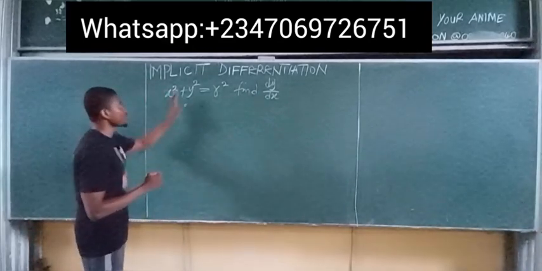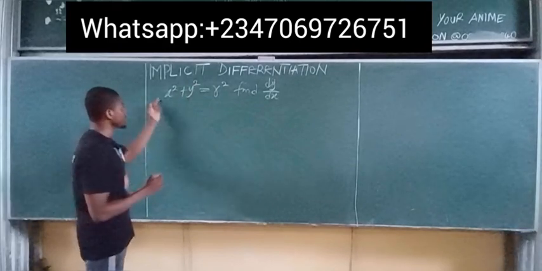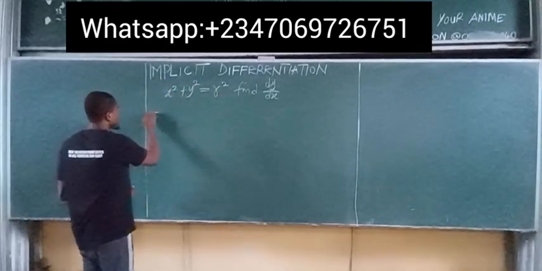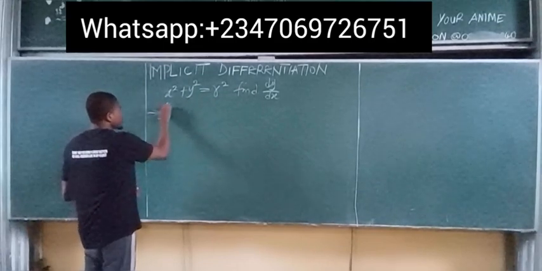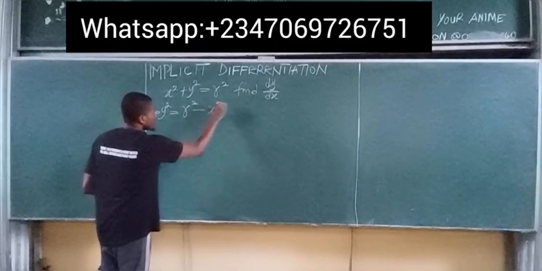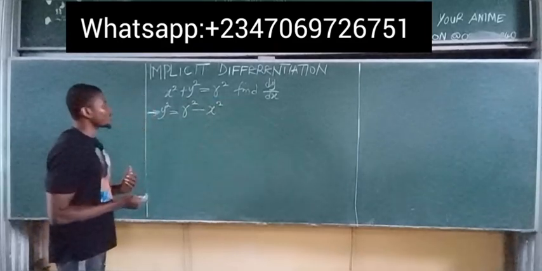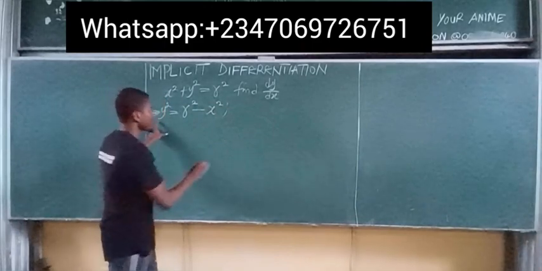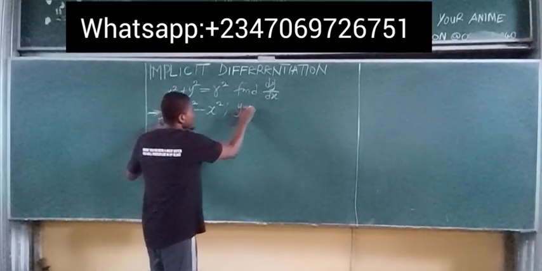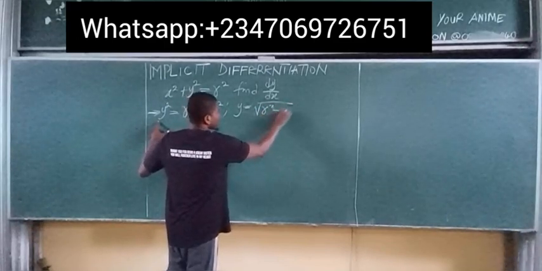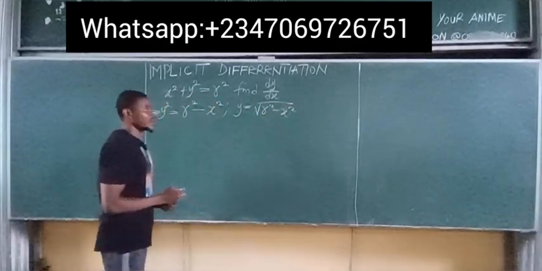Now, let's say we want to make y squared the subject of the formula. Simply send x squared over to this side of the equation. I will simply have that y squared is equal to r squared minus x squared. And now, of course, I can proceed to make y the subject. y will simply become equal to the square root of r squared minus x squared.